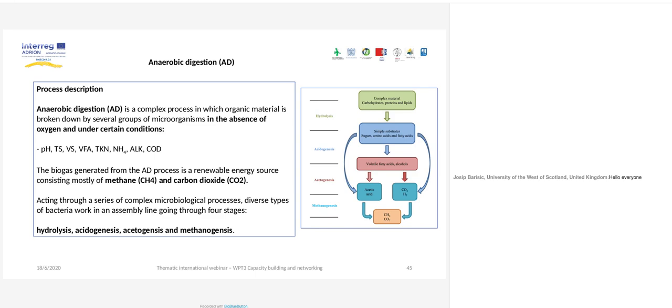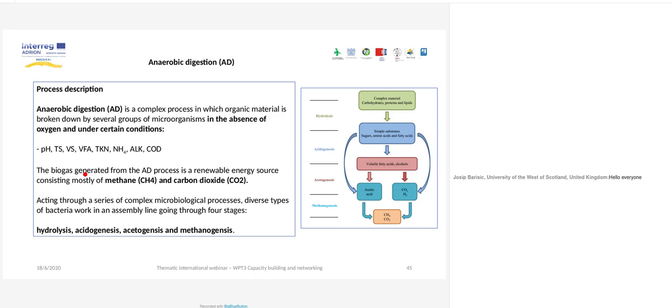So back to the technical description of the anaerobic digestion process. You see here a very nice flow chart. The anaerobic digestion is a complex process in which organic material is broken down by several groups of microorganisms in the absence of oxygen and under certain conditions. So we have conditions regarding pH, total solids, volatile fatty acids, total Kjeldahl nitrogen, ammonium, alkalinity, and the COD, the chemical oxygen demand.